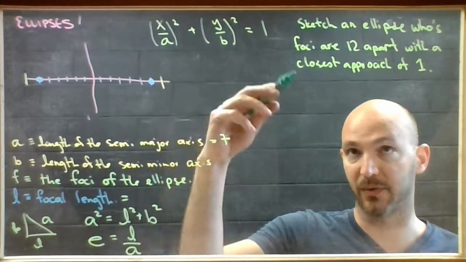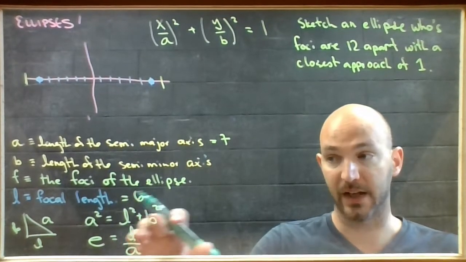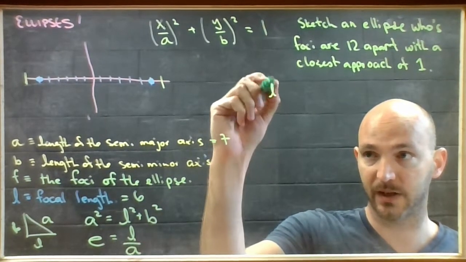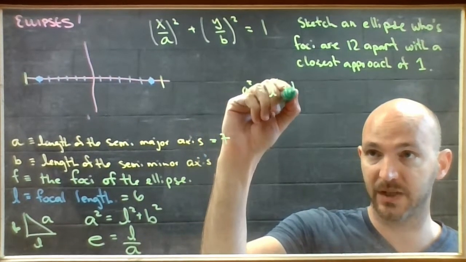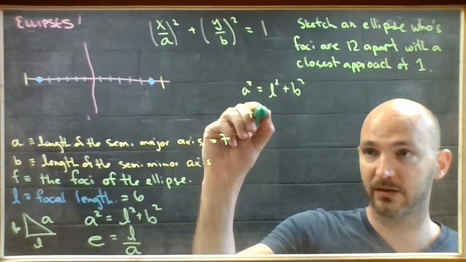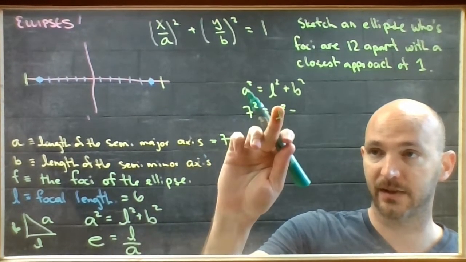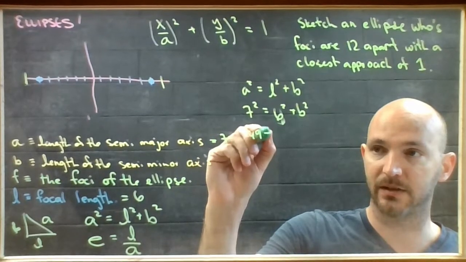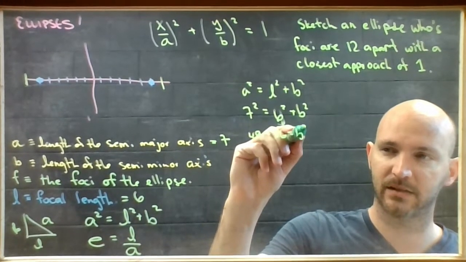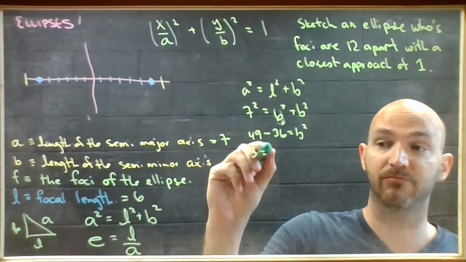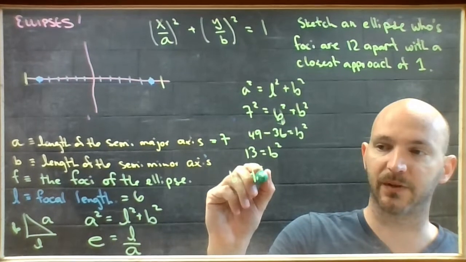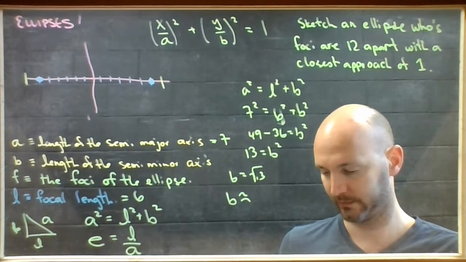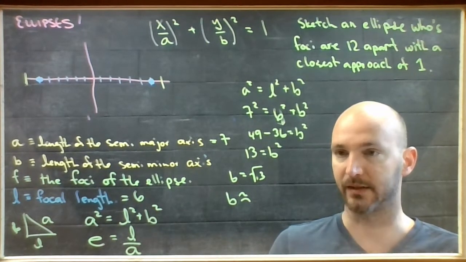My focal length for this particular ellipse is 6. And so I can use the Pythagorean relationship to work out how big my semi-minor axis is. So A squared equals L squared plus B squared. A, I just figured out, was 7. L is 6. B squared, I don't know. 7 squared is 49. 6 squared is 36. 49 minus 36 is 13. So B would be the square root of 13, which is approximately 3.6.